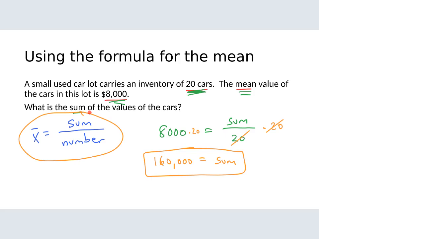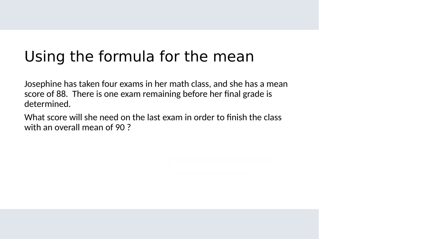Here's another problem that works in a similar fashion. Josephine has taken 4 exams in her math class, and she has a mean score of 88. There's 1 exam remaining before her final grade is determined. What score will she need on that last exam in order to finish the class with an overall mean of 90?